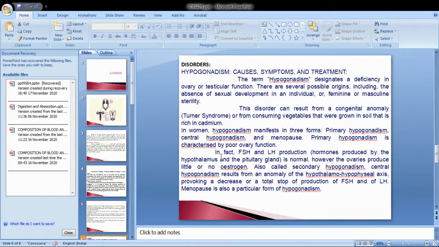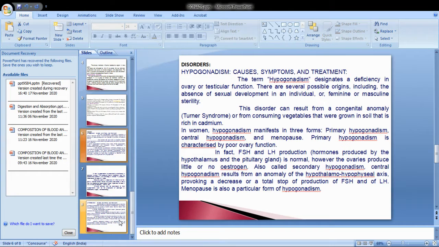Central hypogonadism results from an anomaly of the hypothalamo-hypophyseal axis, provoking a decrease or a total stop of production of FSH and luteinizing hormone. Menopause is also a particular form of hypogonadism.